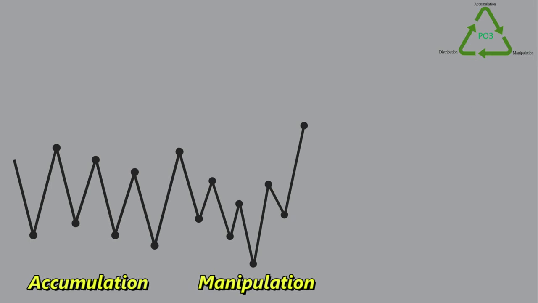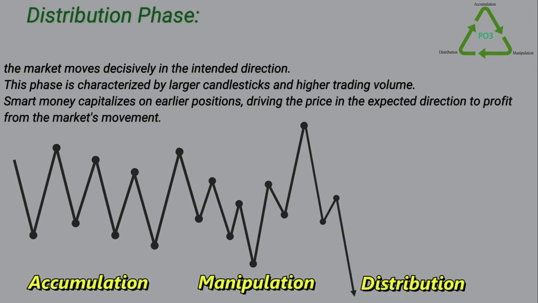After the manipulation phase, the market moves decisively in the intended direction. This phase shows increased momentum with larger candlesticks and higher trading volume. It is during the distribution phase that smart money capitalizes on their earlier positions by driving the price in the expected direction and profiting from the market's movement.